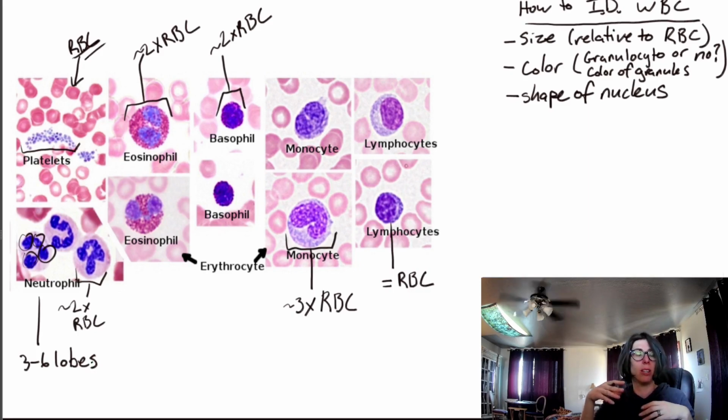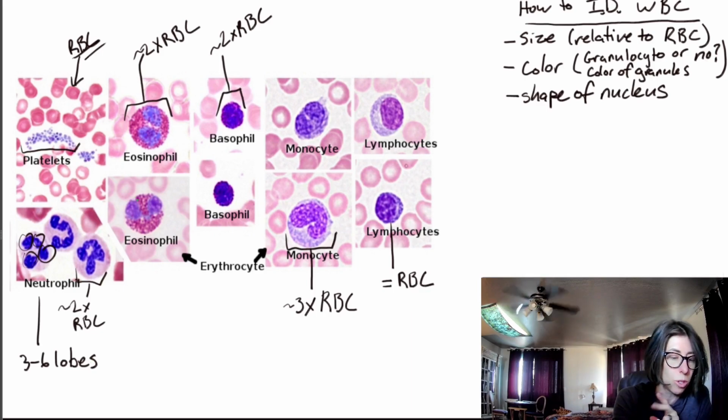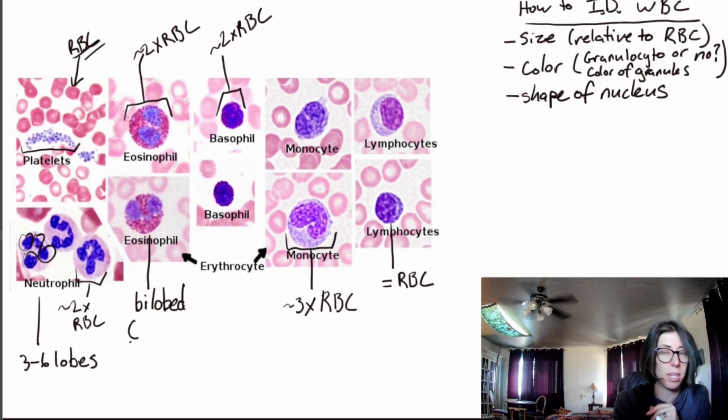Eosinophils, E for earmuffs. So they're bilobed. They have 2 lobes, and those lobes look like earmuffs. So bilobed. And I like to think of E for earmuffs. E for eosinophil, E for earmuffs.